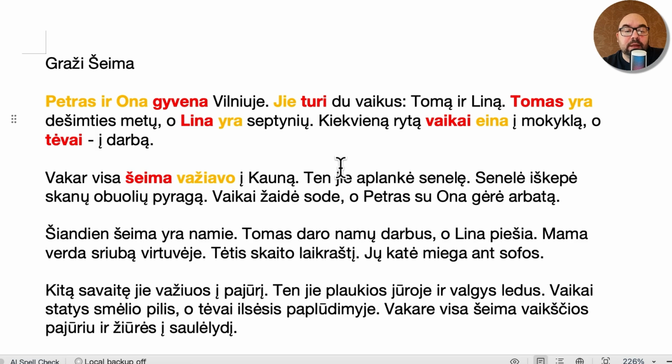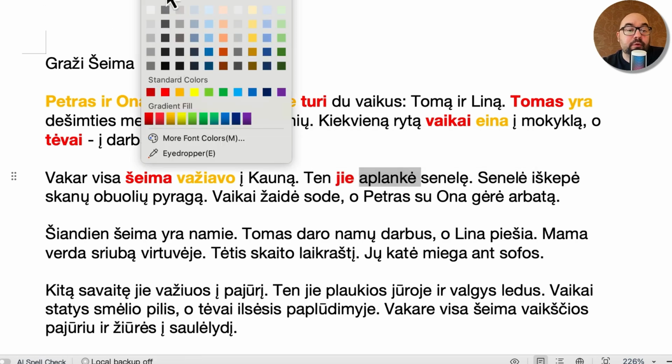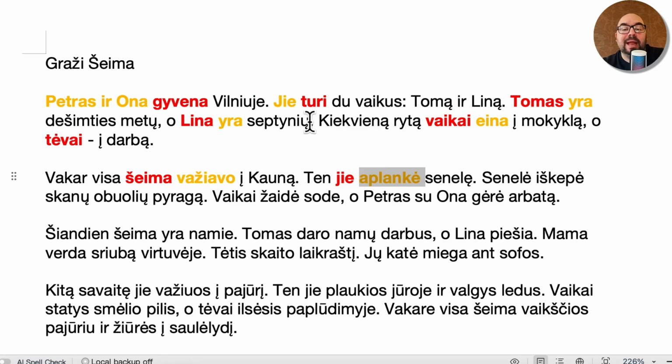Ten jie aplankė senelę. There, jie aplankė, they visited grandmother. Senelę. Ką, senelė. Once again, the ką question is for the accusative case. So jie aplankė ką, senelę. I saw senelę. Aš matau senelę, right? It's usually when we have the direct object of the sentence, it's the accusative case. Sometimes it's a bit difficult to separate between genitive and accusative case, but we will try our best, okay?